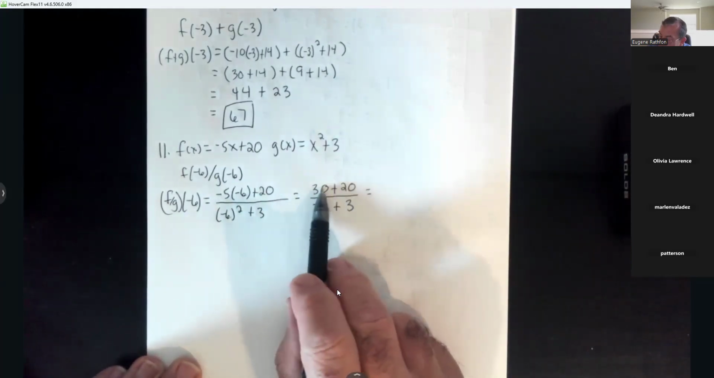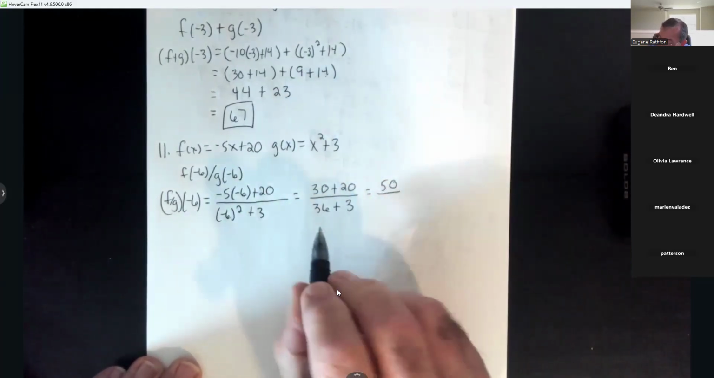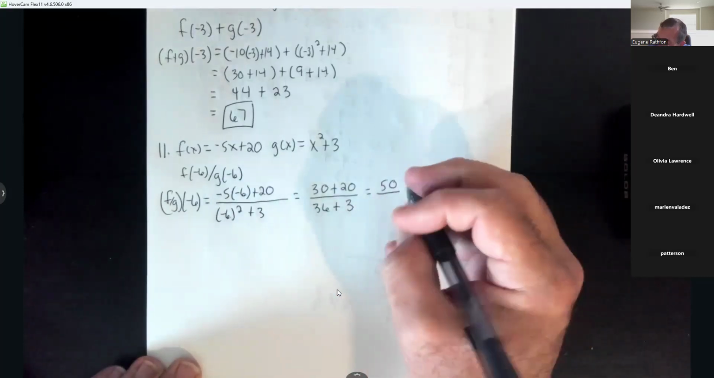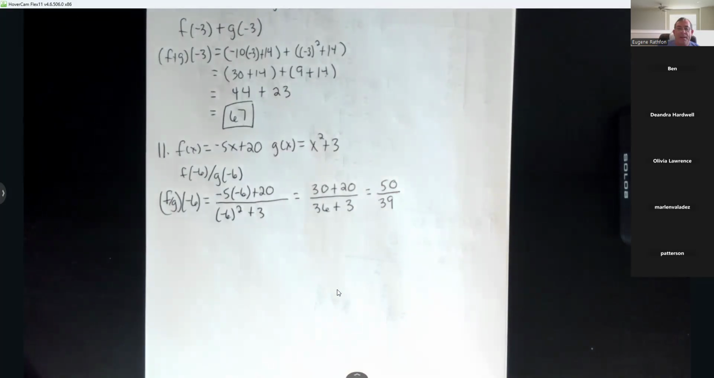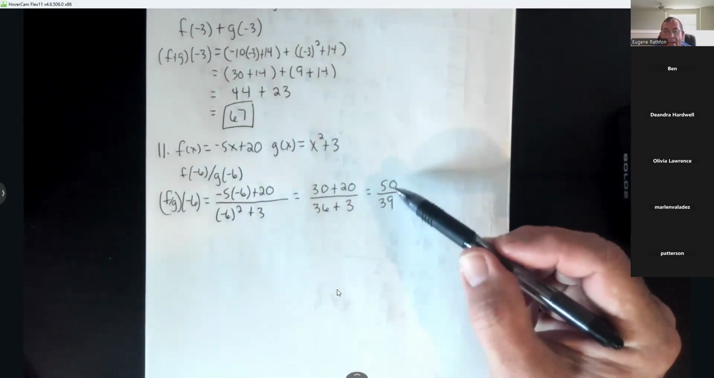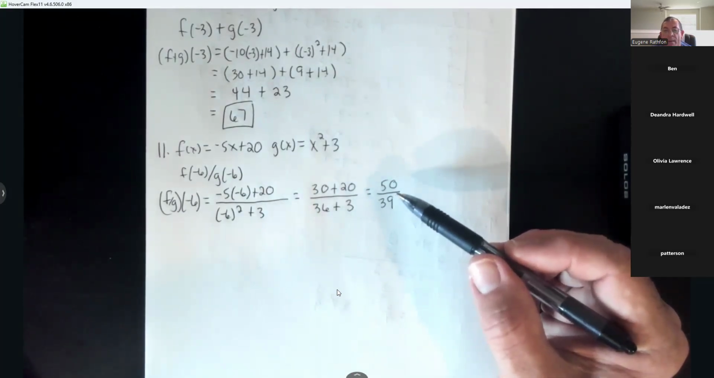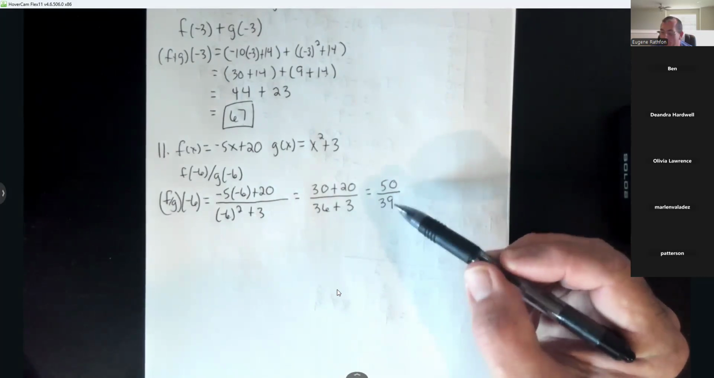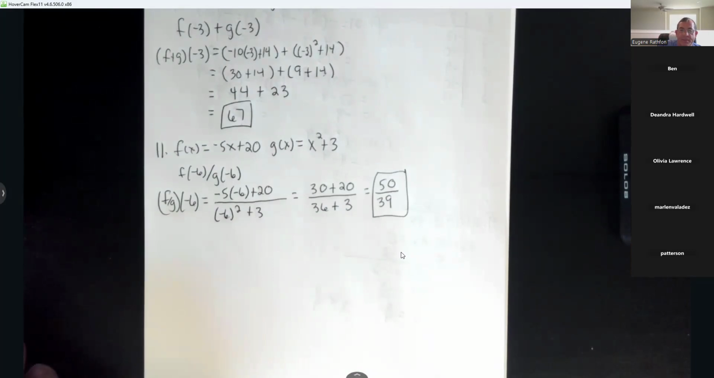All right, y'all, so let's see. 30 and 20 give me 50 on top. 36 plus 3 gives me 39 on the bottom. And 50 and 39 have no common factors other than 1, so this will not reduce. So that should be my final answer.